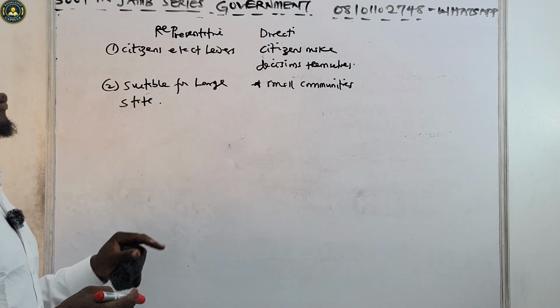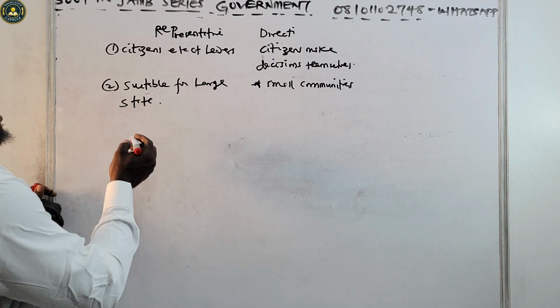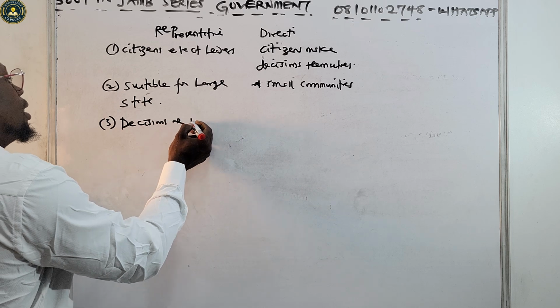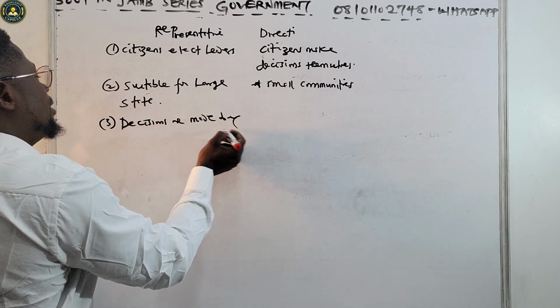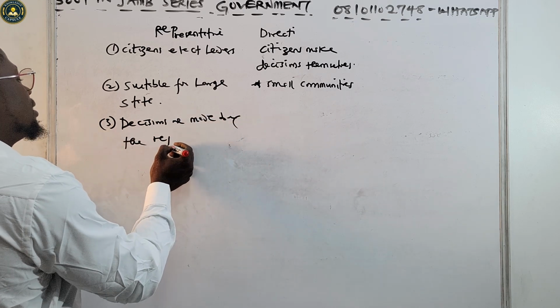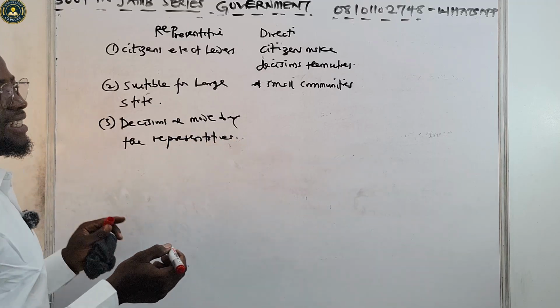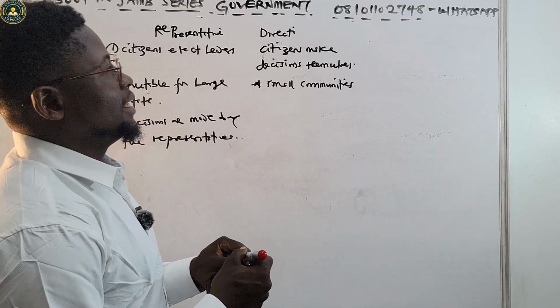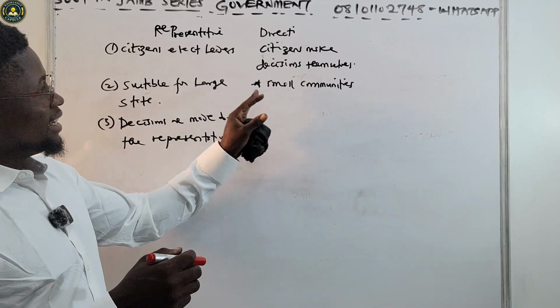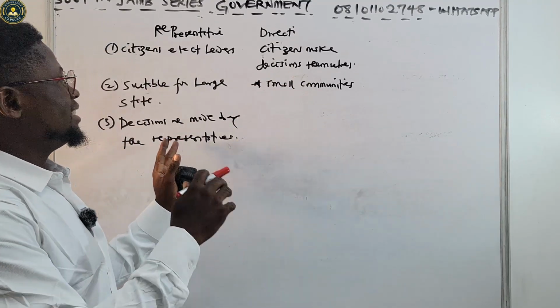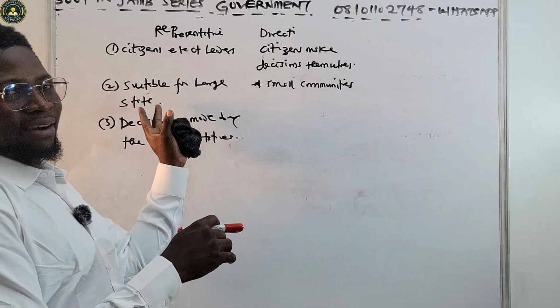This one is suitable for large states. Decisions, policies are made by the representatives. In direct government, decisions are made directly by the citizens. So that is the difference between representative government and direct government.